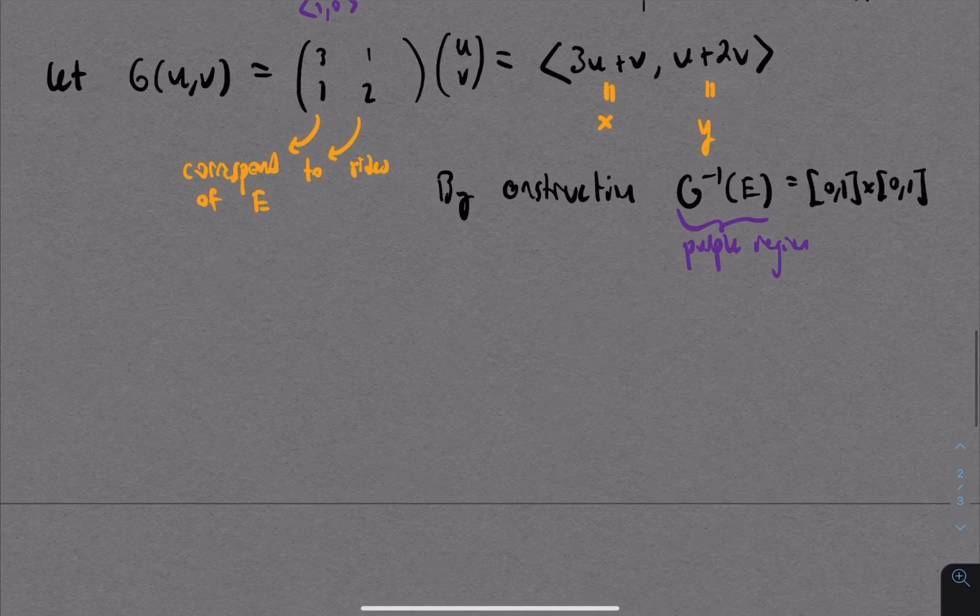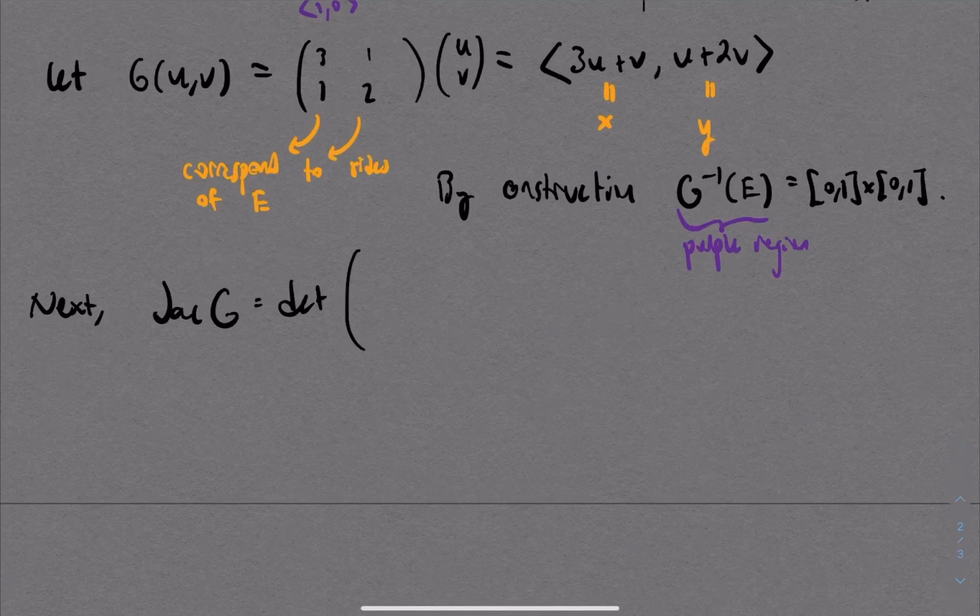The next thing we need is the Jacobian. Again, we already have the G that we need, so we can just compute the relevant Jacobian, which is going to be the determinant of, in this case, the partial of x with respect to u will be 3. Partial of x with respect to v will be 1. And then when I compute the y partials, I'll get 1 and 2.